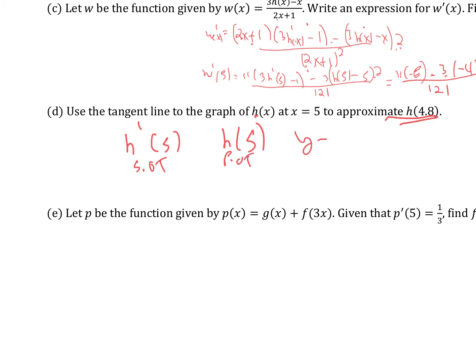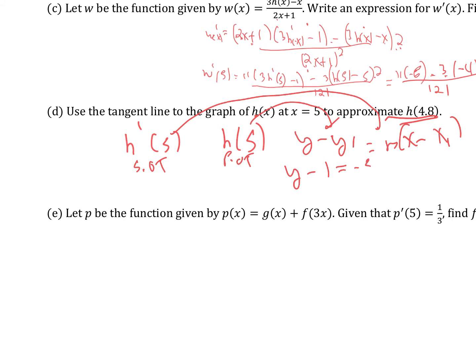Y minus y1, that's my point of tangency, equals the slope, that's my slope of the tangent, times x minus x1, whatever x we're talking about, which is obviously 5. So y minus the point of tangency, h of 5 was 1, equals the slope, negative 5/3, times x minus 5.